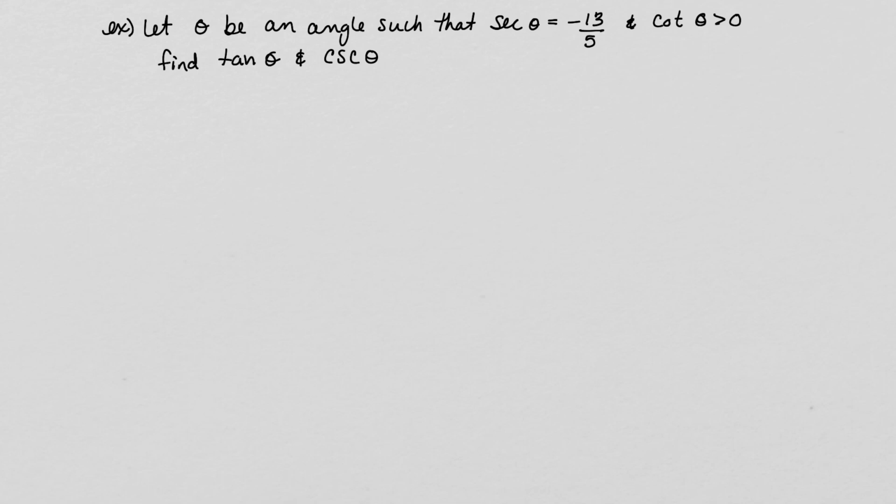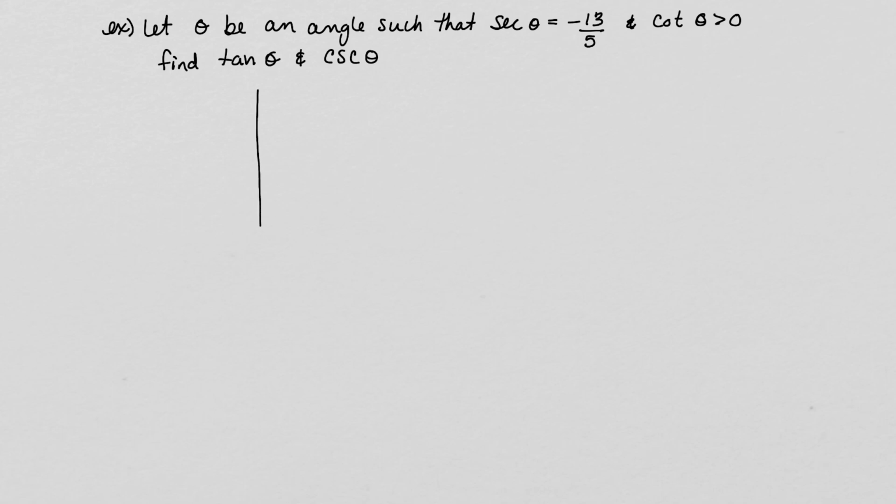Okay, so the first order of business is we have to figure out what quadrant our angle is sitting in. Okay, so they didn't tell us. They didn't say, hey, I have an angle and that angle is in quadrant 2, or I have an angle and that angle is in quadrant 3. They gave us information. They said, okay, the secant is negative, but the cotangent is positive.